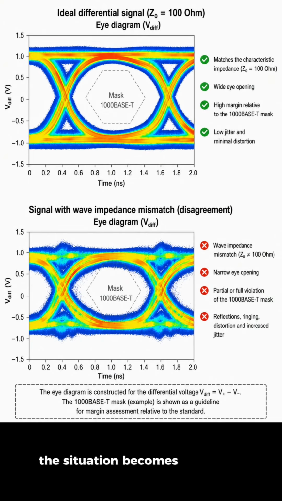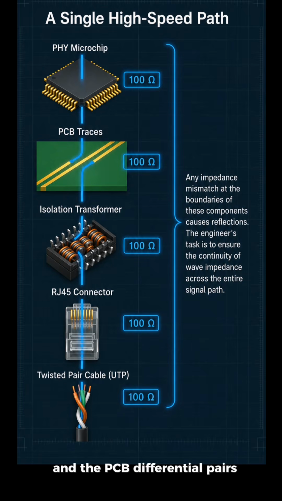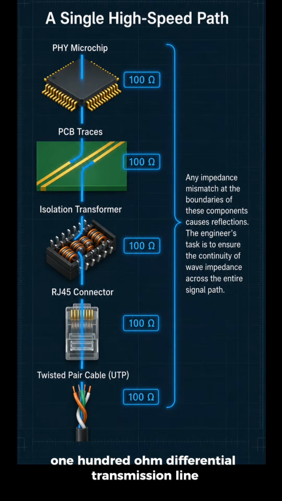The situation becomes even more critical because Ethernet uses relatively low amplitude differential signaling. Even small reflections can significantly distort the waveform and degrade the eye diagram. That's why every part of the signal path, the PHY, the isolation magnetics, the RJ45 connector, the cable, and the PCB differential pairs, is designed to form a continuous 100 ohm differential transmission line.